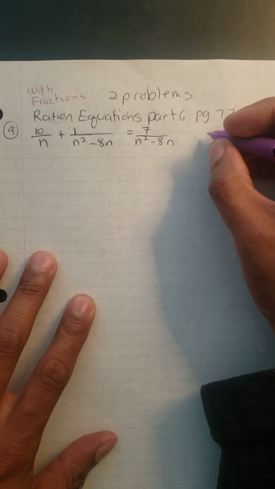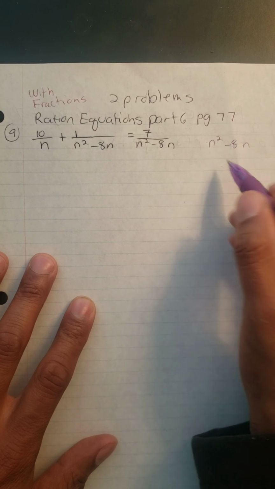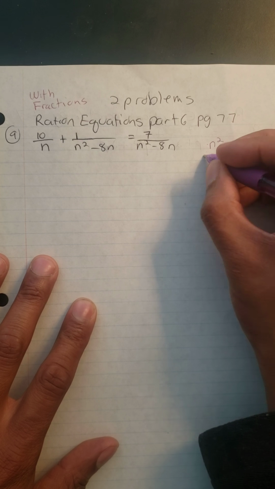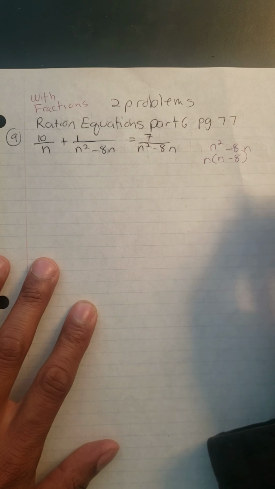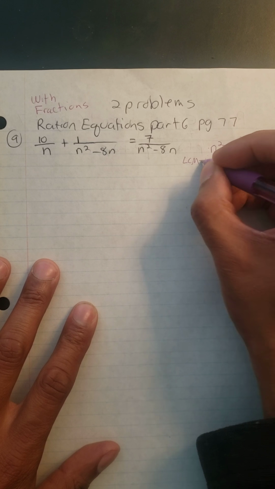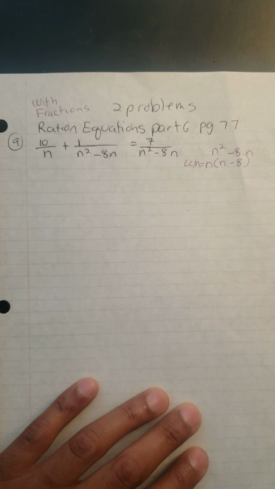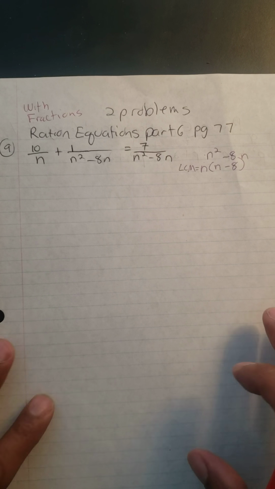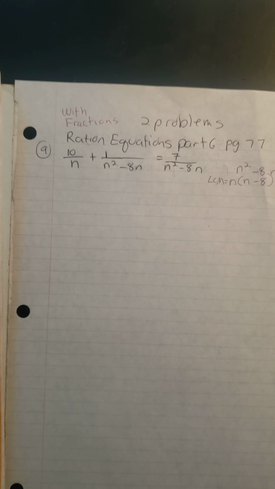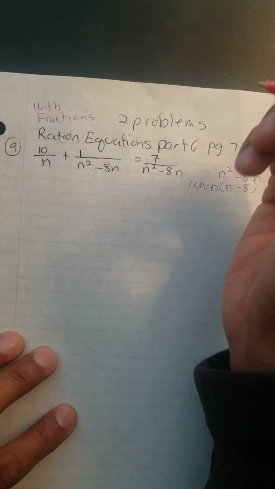So I look at n squared minus 8n. My GCF here would be n, and I'll be left with n minus 8. And that's my LCM, my least common multiple. Now remember, we want to multiply each of these terms by the LCM. Make sure you can see that. Okay, so multiply each one of these by the LCM.